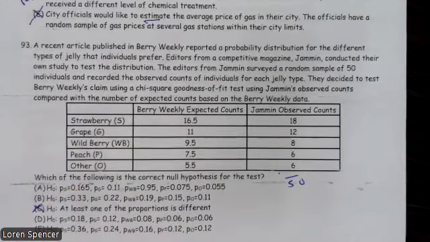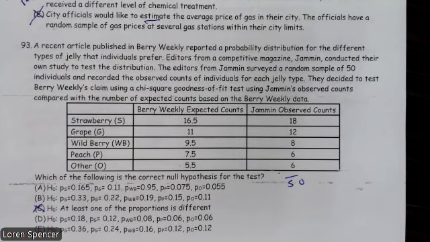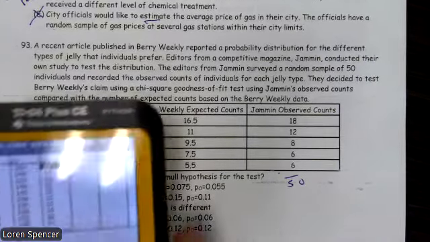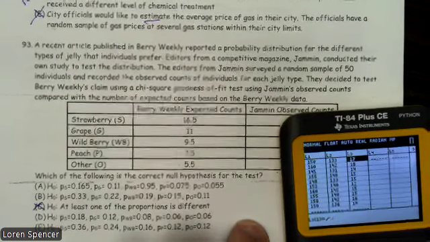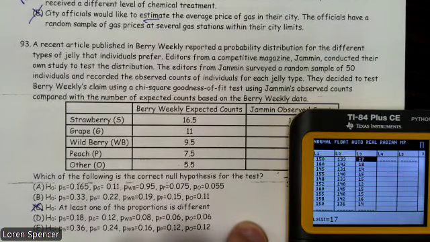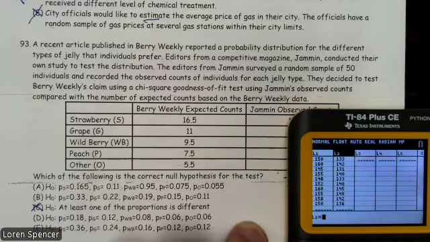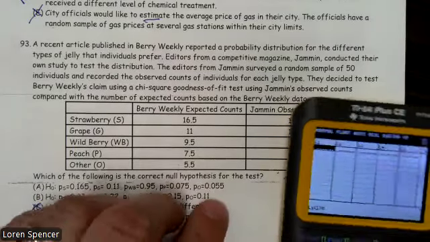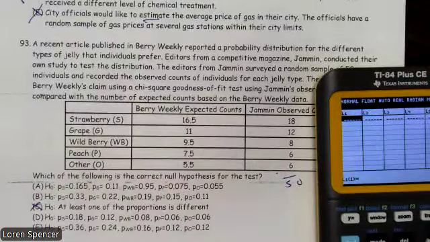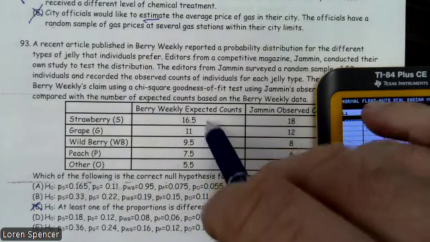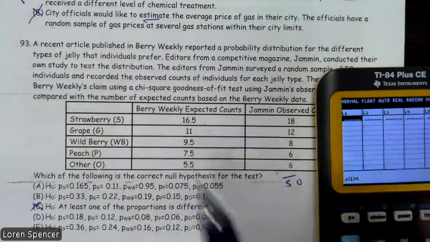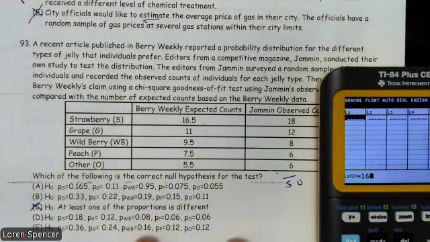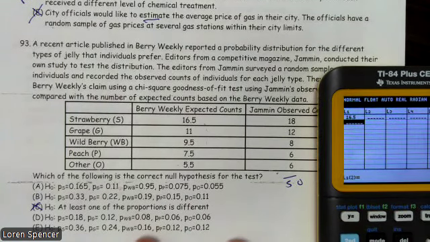Now, what we didn't do is they did not give us the actual proportions. So if I take this information that they gave me and go to stat edit, I got a bunch of stuff in here. Got to clean that out. And I go to stat edit, and the expected counts, this is what we're expecting. So we're going to go ahead and put those in: 16.5, 11, 9.5, 7.5, and 5.5.